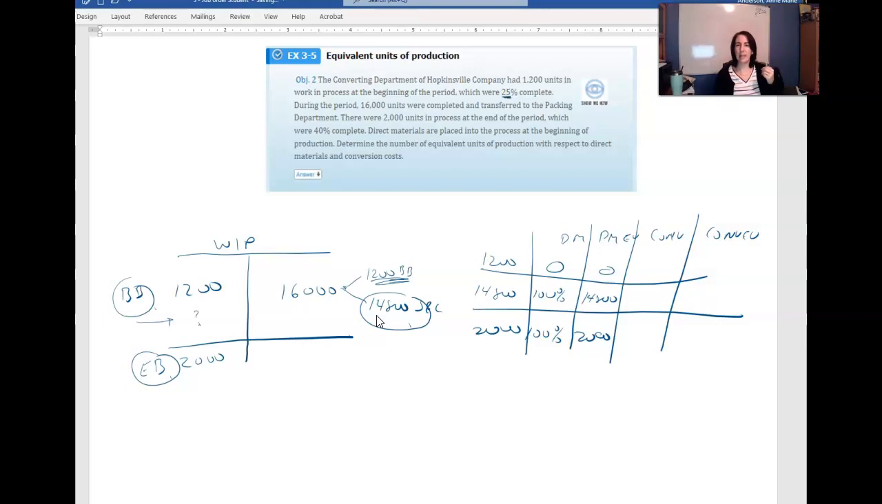They say that these guys came into the month 25% complete. So what you're trying to figure out is, what did you do this month to finish them? Well, you did 75% of the work. These 14,800, the started and completed, you give them everything. You do it all. The ones in my ending balance, it says we did 40% of the work. If we're focused on what happened this month, we started them at 40% complete. So you're going to multiply these and come up with these numbers, and you will have the solution to this.